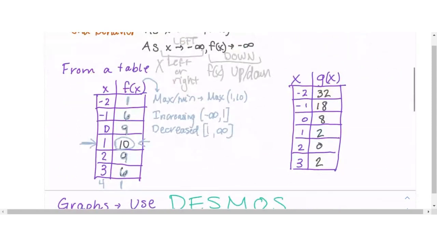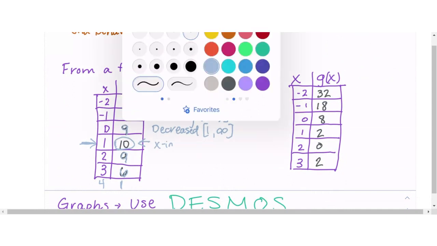Then let's talk about the x-intercepts and the y-intercepts. So x-intercepts, I'm going to do that in a different color because you're going to have to use a different skill for that.